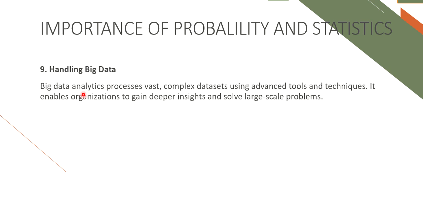For example, I want to know about the company called Netflix. Then they will give me a huge amount of data. On such vast data, we cannot implement it manually. So what we do is we use some advanced tools and techniques. What are those advanced tools? It is Power BI. Using that, you can gain deeper insights and you can scale large problems. You can solve the problems so easily. So this is the importance of why we should study probability and statistics. Now based on this, we are going to implement it.